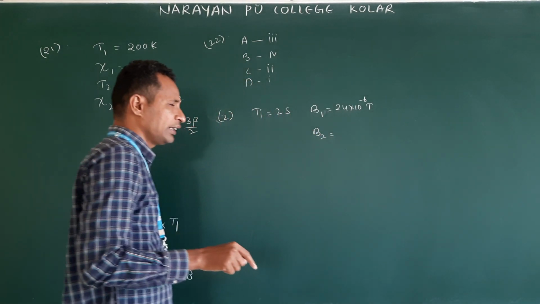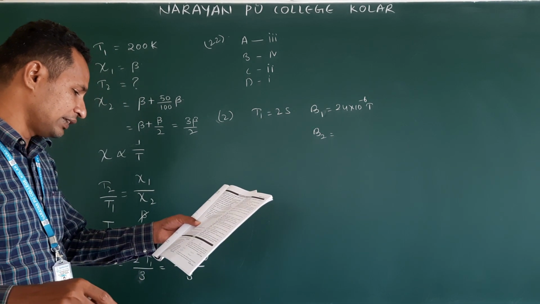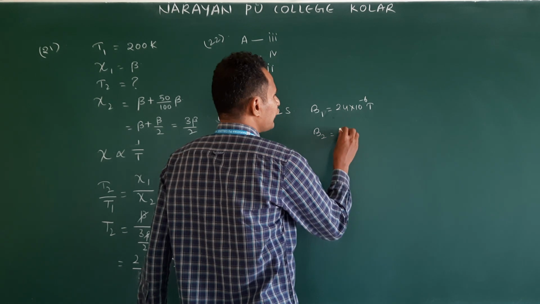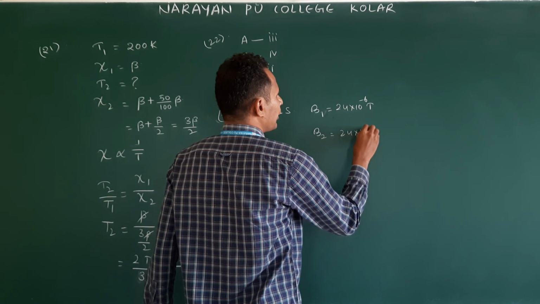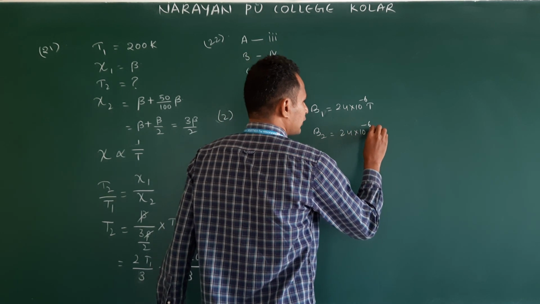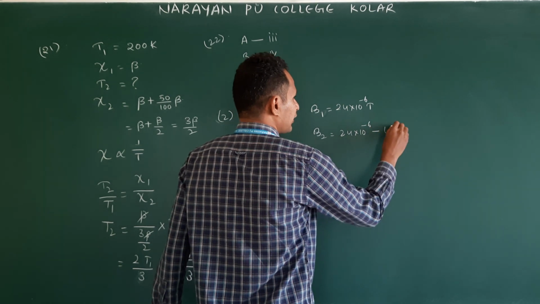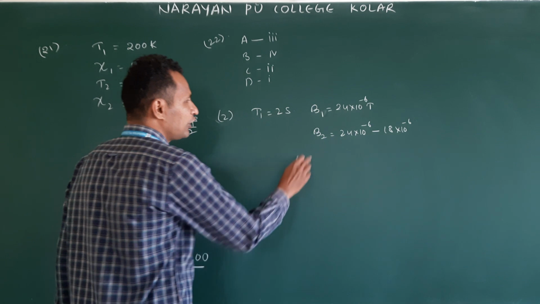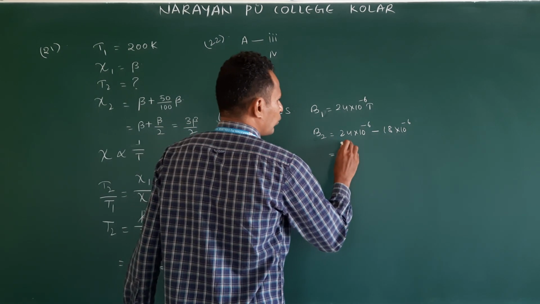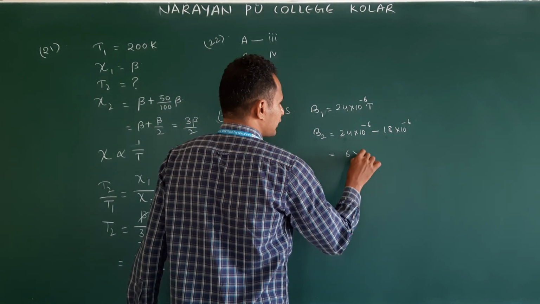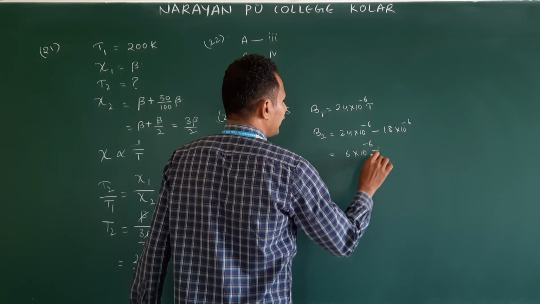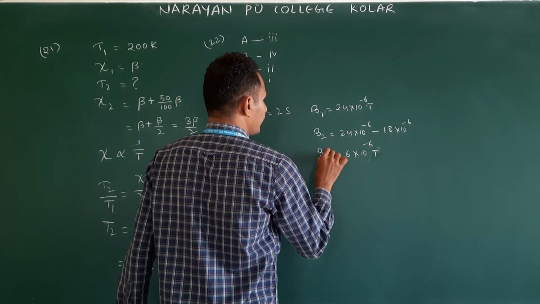Now what are they doing? They are applying 18 microtesla opposite to the Earth's magnetic field. Then the net field will be 24 into 10 power minus 6 minus 18 into 10 power minus 6, since it is applied opposite. Then the net field will be B2. Then what will happen? 24 minus 18 is 6 into 10 power minus 6 Tesla. This is the new field, that is B2.